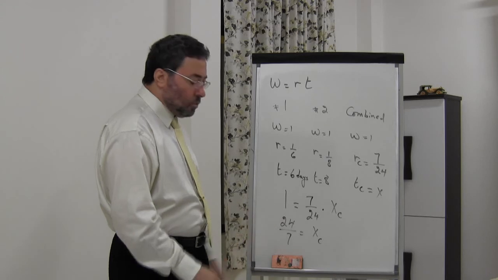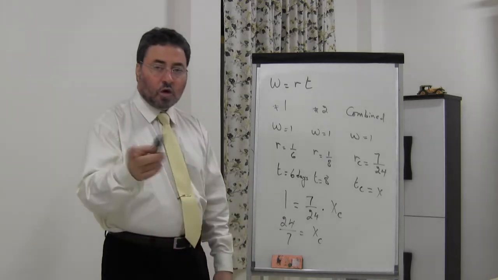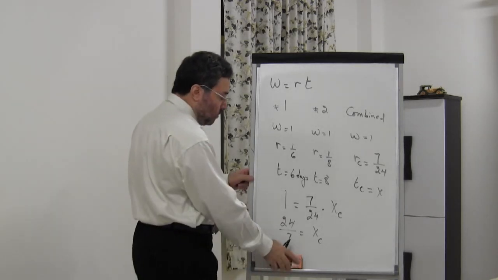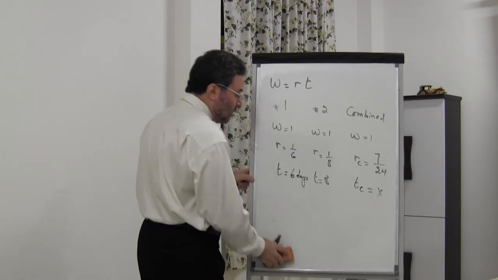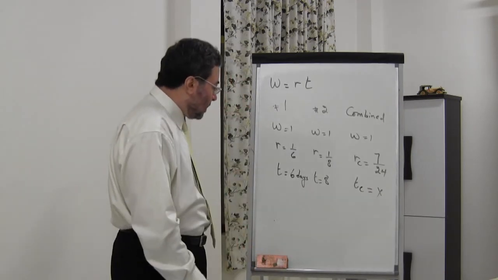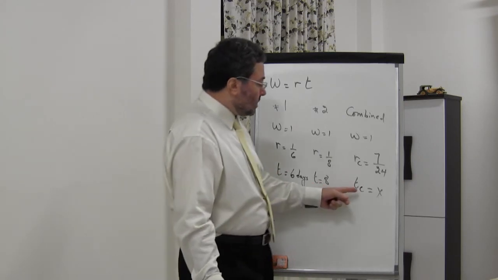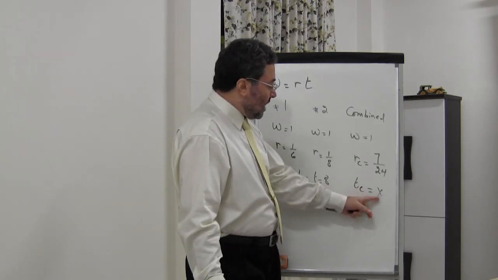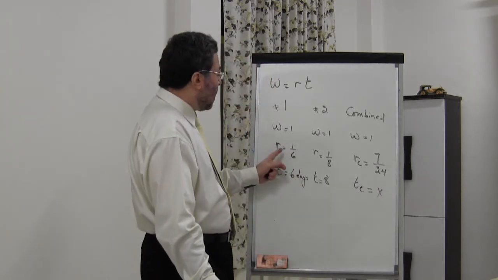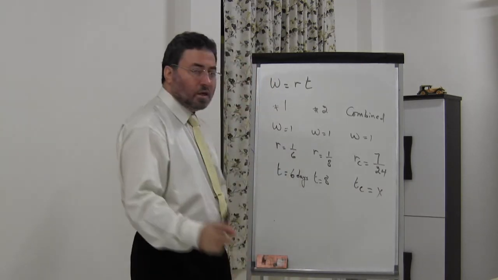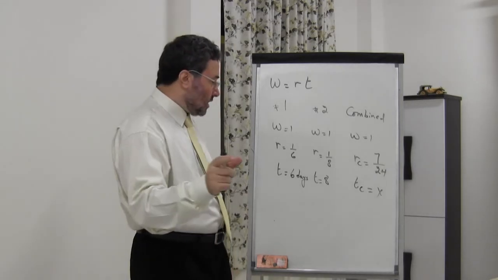And in the book they have a different way of doing it. We'll go over it. I prefer this method, but you can choose whichever way you want to do it. In the book, they say the combined time is x. So let's find out how much this guy can achieve in this time, x.